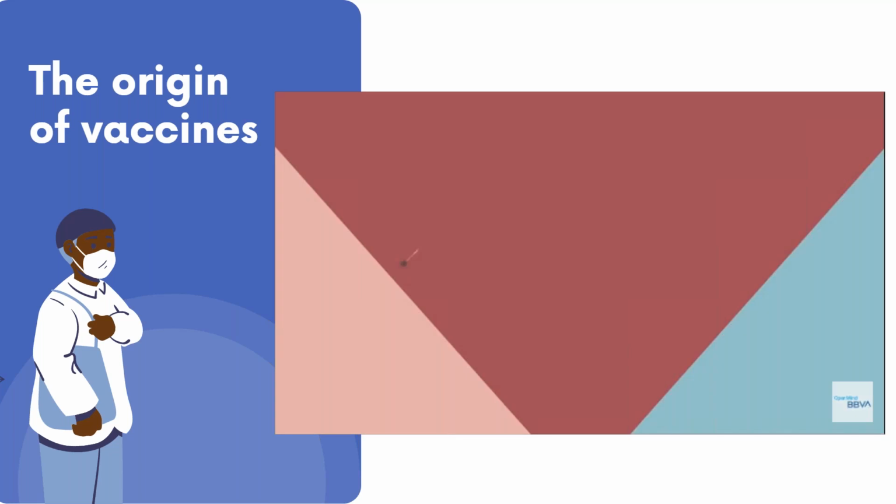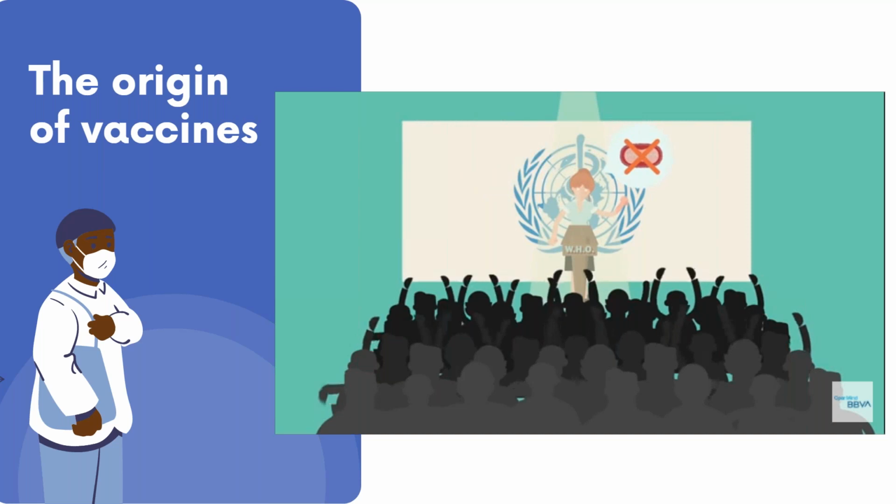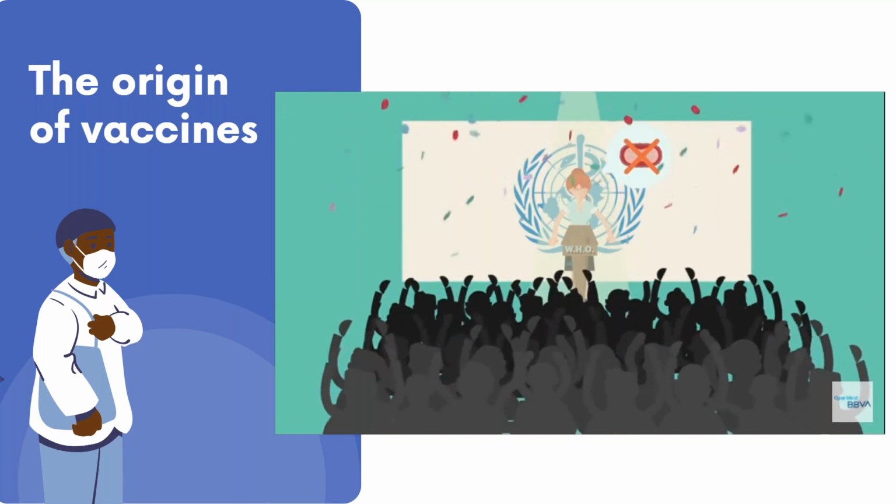Almost 200 years after Jenner's experiments, and thanks to global vaccination campaigns, in 1980, the World Health Organization announced one of humanity's biggest achievements: the complete eradication of smallpox, the most deadly infectious disease in history.